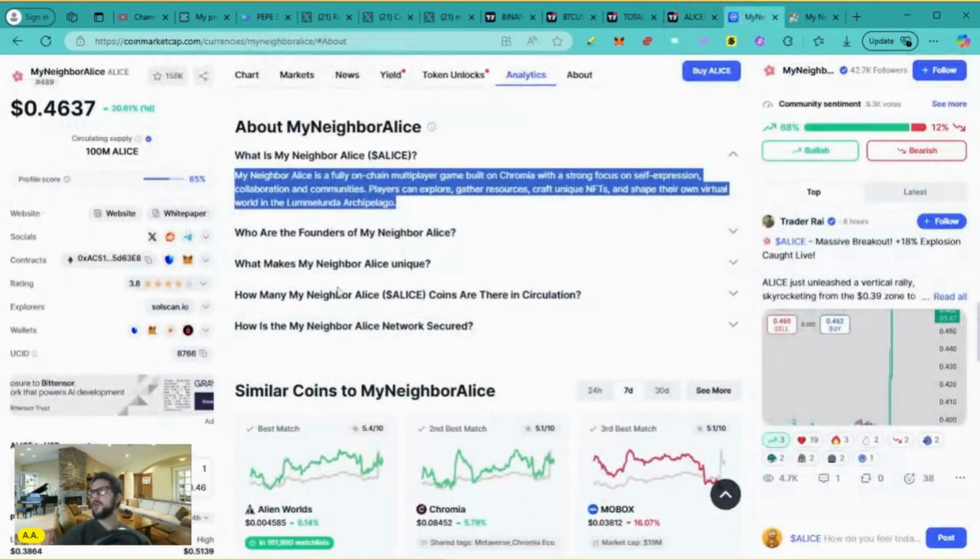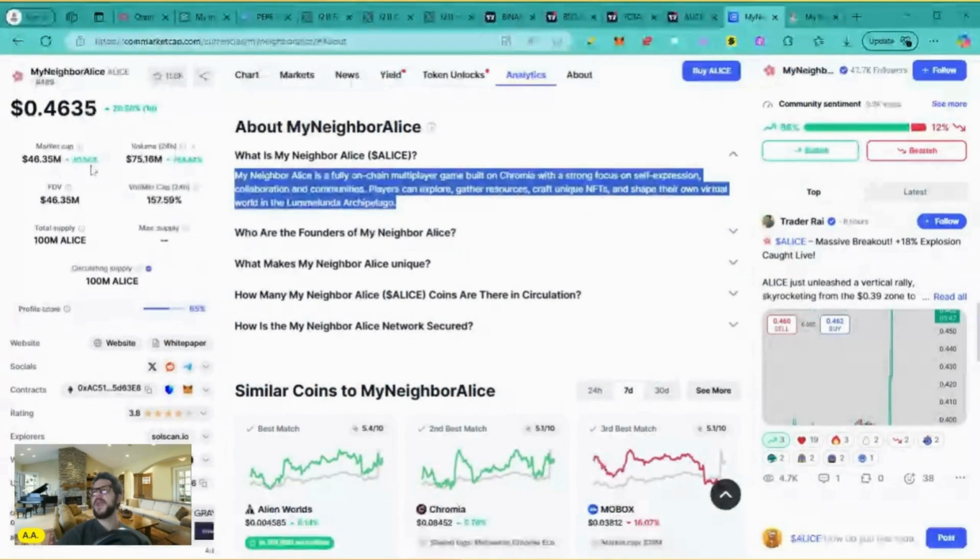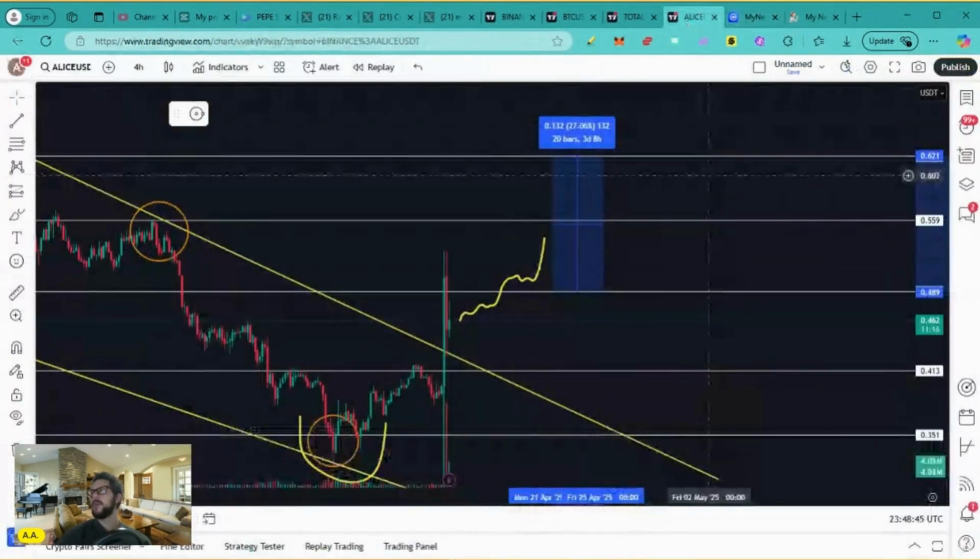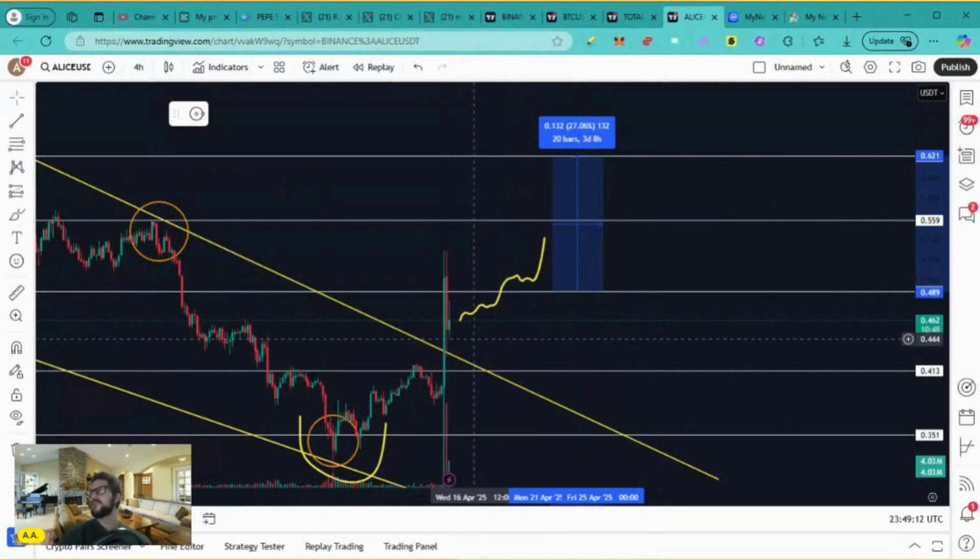If we take a look at CoinMarketCap, we see that my neighbor Alice has a market capitalization of only 46 million. This is not a heavy token, and therefore, just a little bit of liquidity flowing into it, and Alice can pull a 27% move easily. If we see this bullish momentum continue, Alice can hit this last target that I have here on the chart very fast. There is no doubt.